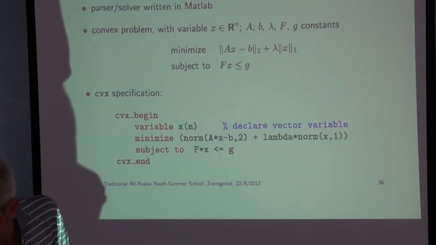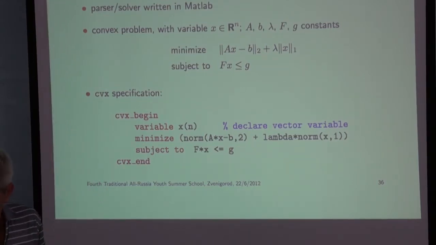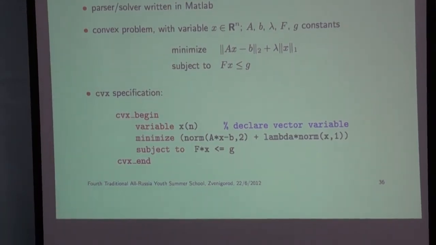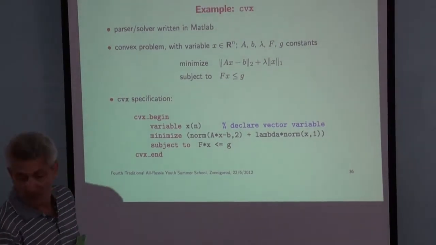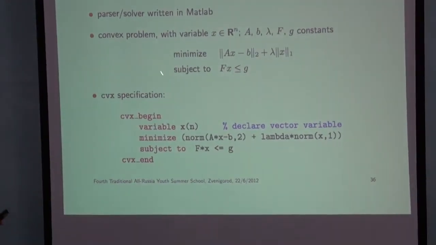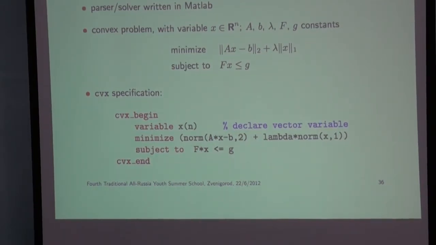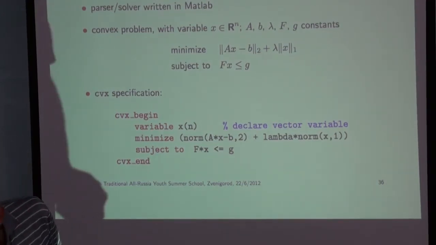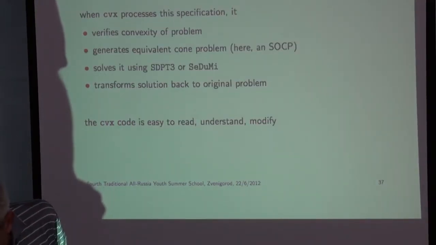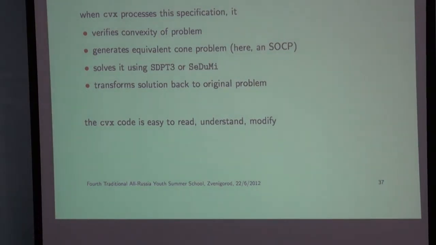Okay, so CVX, I think you already saw this. In fact, I think it may even be the same example. So this would be the problem. It's not the same example. It's different. It doesn't matter. So you wanted to solve this, and this would be the CVX for it. And the point is, it's completely transparent, right? That it's obvious what it is. And so when CVX processes that, it, in this case, generates an SOCP, which you never see, and then it solves it, right?